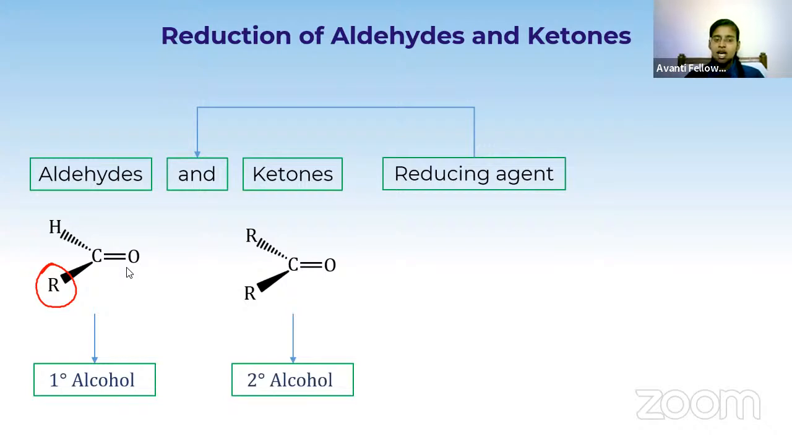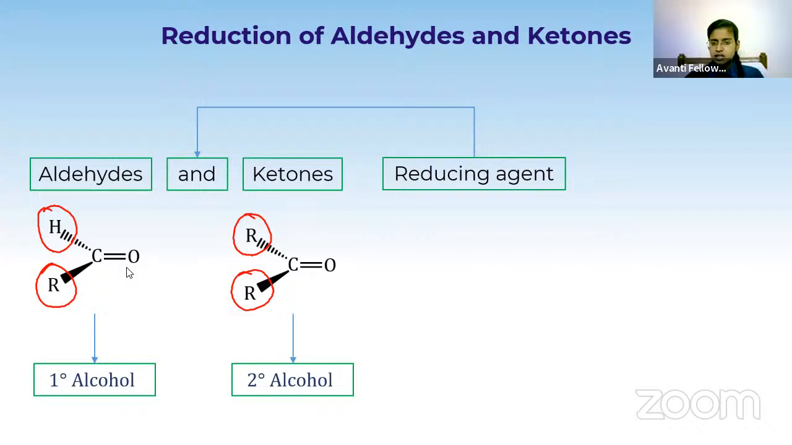So what is the difference between aldehyde and ketone? In aldehyde, you will have one alkyl group and one hydrogen. And in case of ketone, both the groups are alkyl groups. So this is a very important concept: aldehyde leads to primary alcohol and ketone will lead to secondary alcohol.